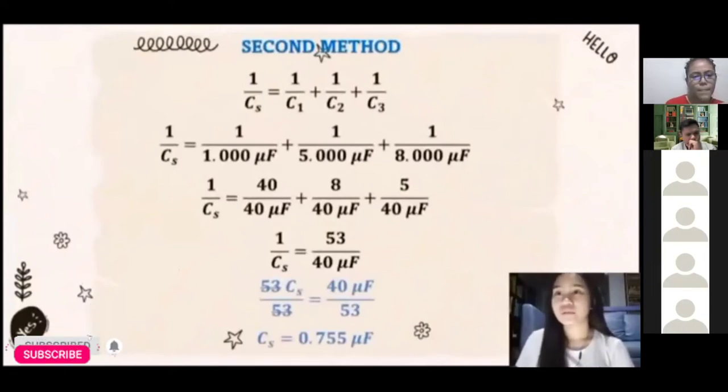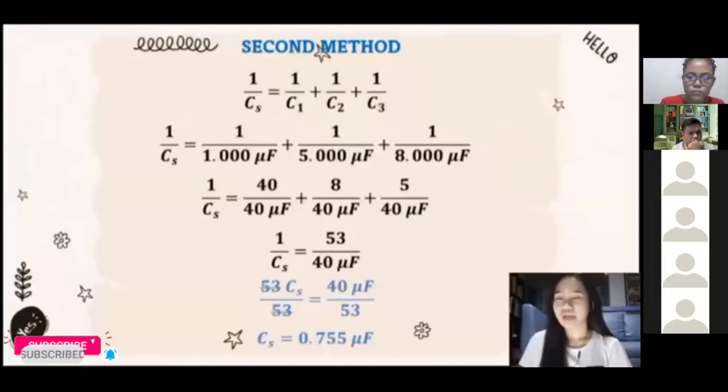So, we have 1 over C sub S is equal to 1 over C sub 1 plus 1 over C sub 2 plus 1 over C sub 3. So, substitute the given. 1 over C sub S is equal to 1 over C sub 1, which is 1.00 microfarad, plus 1 over C sub 2, which is 5.00 microfarad, plus 1 over C sub 3, which is 8.00 microfarad. So, 1 over C sub S is equal to 40 over 40 microfarad, plus 8 over 40 microfarad, plus 5 over 40 microfarad.